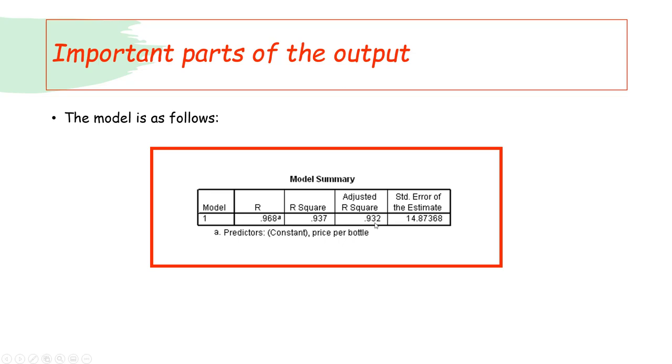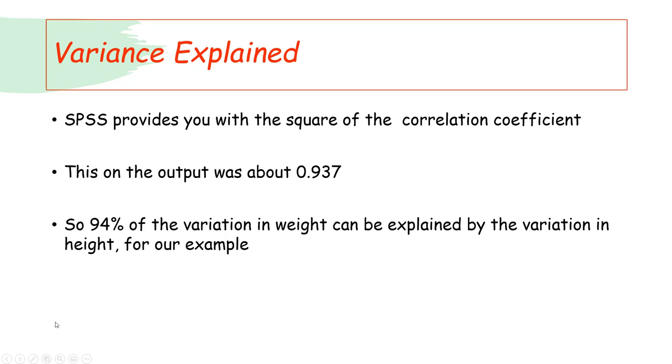So 0.932, that's very, very good. You want that to be as high as possible, as close as possible to 1. So we're very confident in the amount of variance. SPSS provides you the square of the correlation coefficient. This on the output was 0.39, so your adjusted R squared was 0.37.